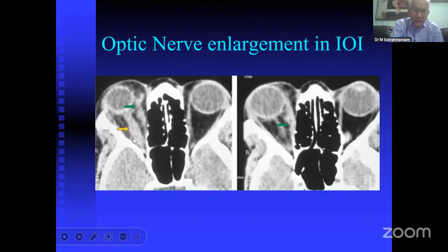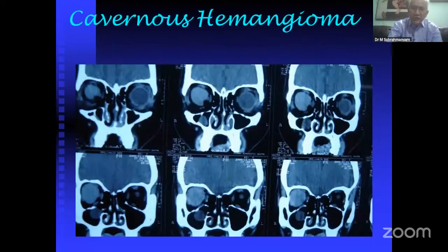Optic nerve enlargement can also sometimes occur in idiopathic orbital inflammatory syndrome, where you can see that the nerve is enlarged, the borders are irregular, and also you can see the fat is a bit infiltrated. It is not black as in the other eye. The medial rectus muscle is also enlarged, a myositis component. This is a typical case of idiopathic orbital inflammation involving the optic nerve, and it usually responds very well to steroids.